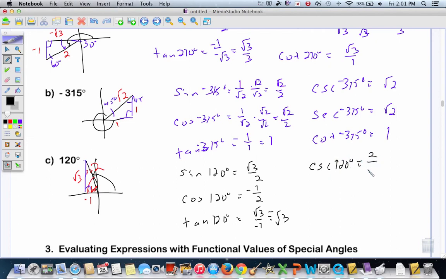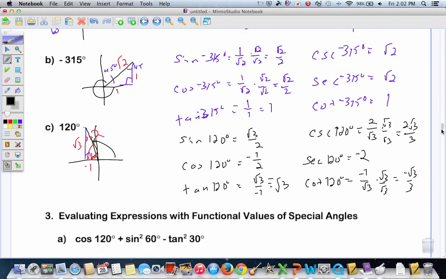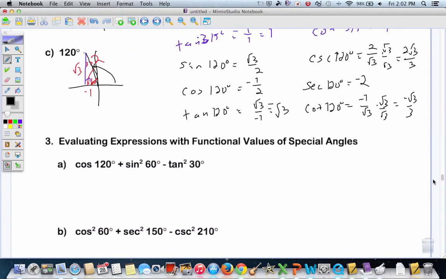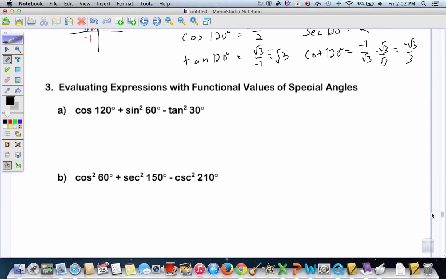Reciprocal functions, cosecant of 120 is going to be 2 over square root of 3. Again, we'll rationalize the denominator, and we get 2 square root of 3 over 3. The secant of 120 is going to be 2 over negative 1, or negative 2. And the cotangent of 120 degrees, reciprocal, negative 1 over square root of 3. Once again, rationalize the denominator, and we get negative square root of 3 over 3. So there's 3 examples, one using a 30, one using a 60, and one using a 45 of our reference angles to find some other values on our coordinate plane.